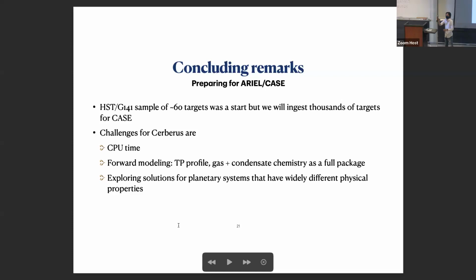Hi, I was just wondering, I guess it's more about retrievals in general. Is it possible to use something like Hamiltonian Monte Carlo in future, or what kind of challenges would that involve if you wanted to do that? Yeah, that's indeed an option that is implemented, and it's not Cerberus by itself. It's the software suite that Cerberus is using, which is PyMC3, that has this option inside. Yes.